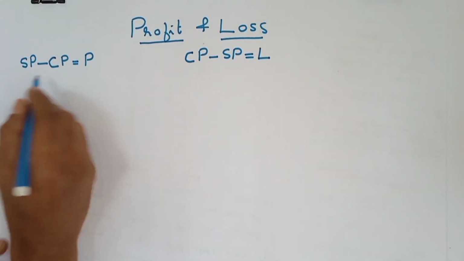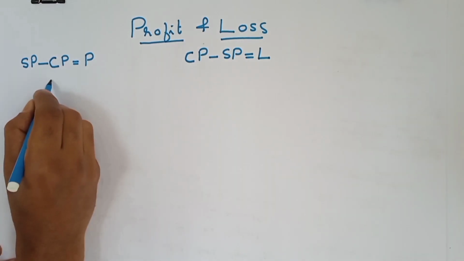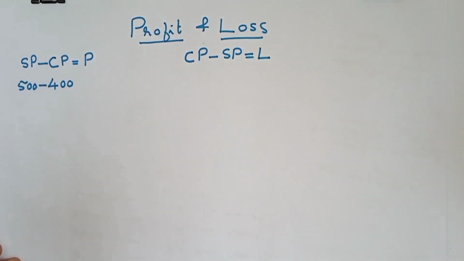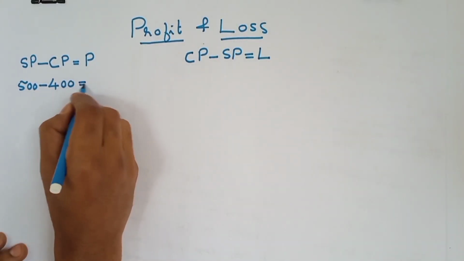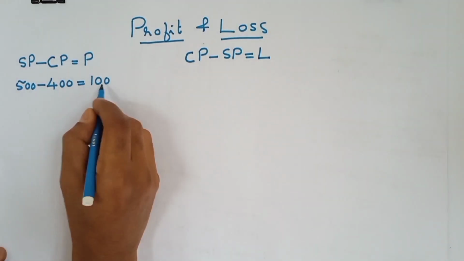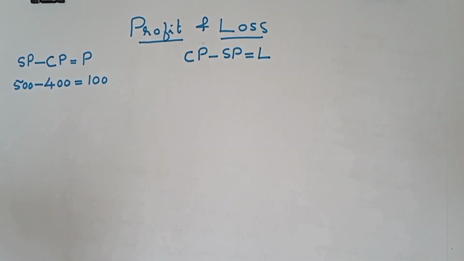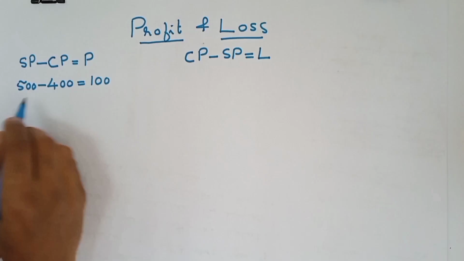Let's look at this case first, profit case. You're buying something, paying say 400 rupees and selling it at 500. Obviously the profit you made is 100 rupees. Now this is the absolute profit. How do you convert that into percentage? Percentage means what? Percentage profit means how much money you make out of 100. How do you do that?